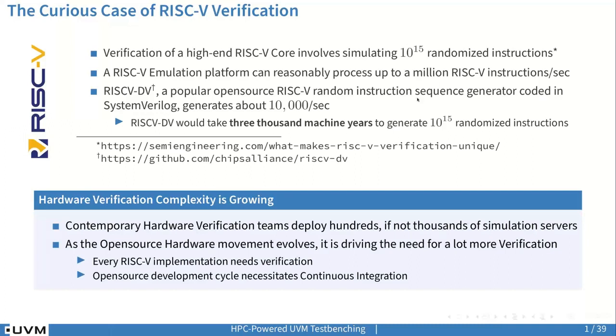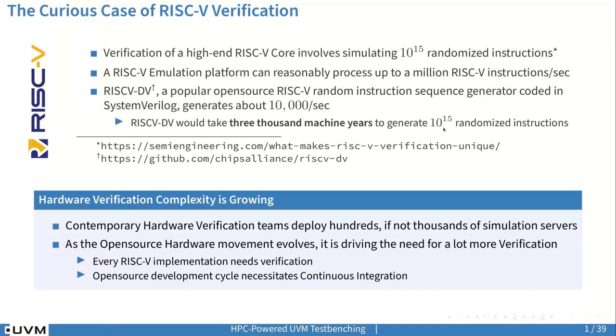And so now the point is, how do you generate so many randomized instructions? RISC-V-DV is a popular open source RISC-V random instruction generator written in SystemVerilog. Basically, our team at Google anchored this project. It is able to generate 10,000 instructions per second. But if you map the large number 10^15 to this performance of 10,000 per second, it will take 3,000 machine years to generate these many instructions.